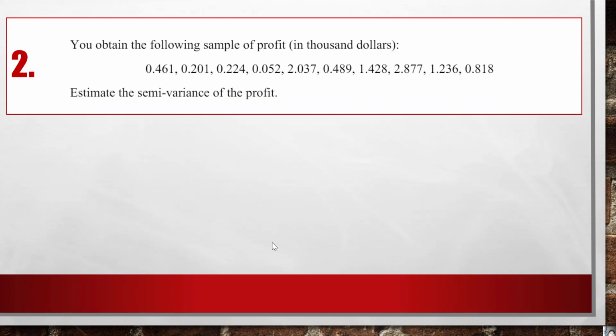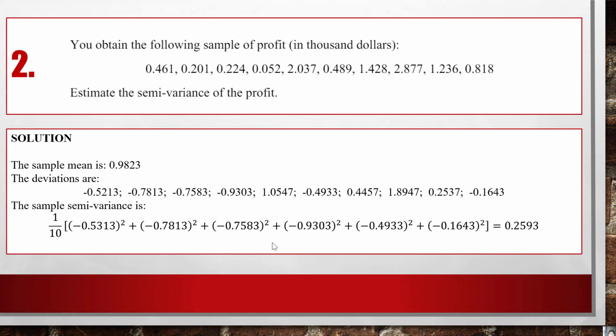Question number 2. You obtain the following sample profit. Estimate the semi-variance of the profit. So here, first the sample mean is 0.9823. This is easy to calculate; we take the average of these numbers. And now we find the deviation by taking each of these numbers and subtracting the mean. For the first number we got negative 0.52113. The second number gives negative 0.7813. The next number yields negative 0.7583, and so on.